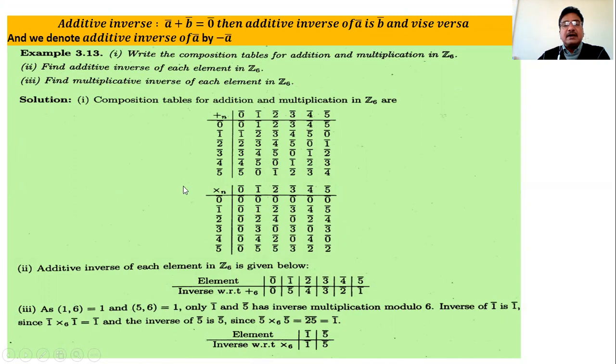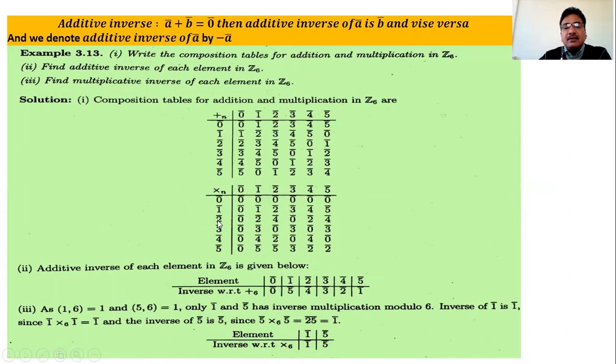So first we see the multiplicative inverse, the answer of this question number 3. If you observe the multiplication table, and if you observe the second row, there is a one at this place. So 1 bar into 1 bar is 1 bar, and therefore the inverse of 1 bar is 1 bar. So 1 bar inverse is 1 bar.